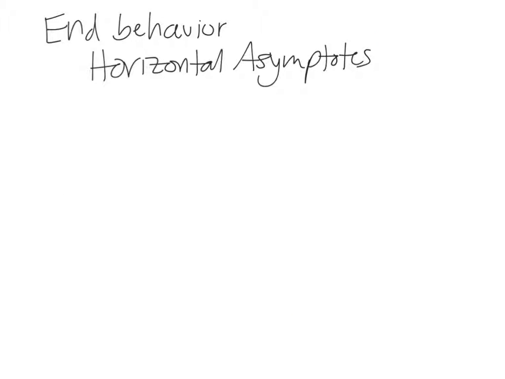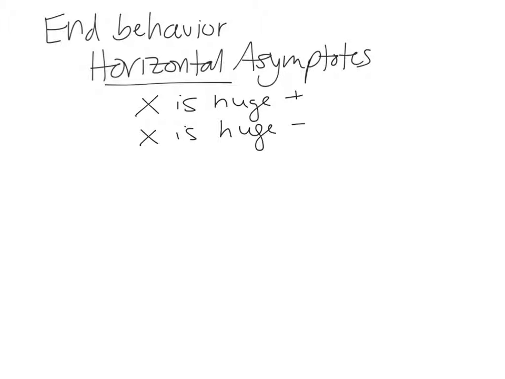Okay, now horizontal asymptotes mean when x is getting super large, positive or negative. What this means is when x is huge positive or when x is huge negative. What is y? What is y approaching? Okay, because a horizontal asymptote means you're never going to get there.